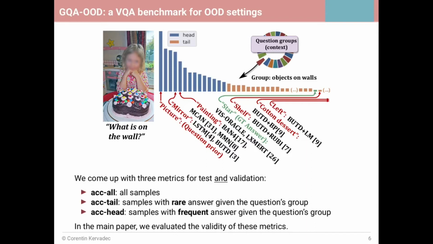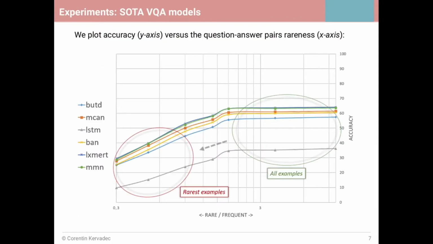Based on these observations, we identify the head and the tail of the distribution and propose three metrics: accuracy all, accuracy tail, and accuracy head. Evaluating state-of-the-art models with our new metrics, we observe a huge gap between tail and head accuracies. This demonstrates the strong dependency on shortcuts.